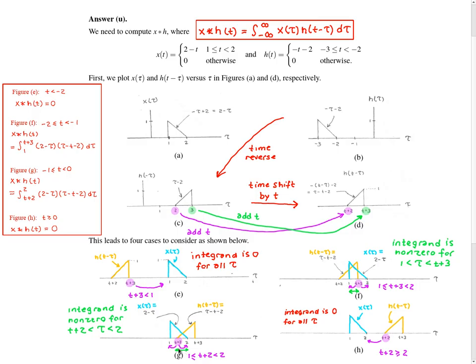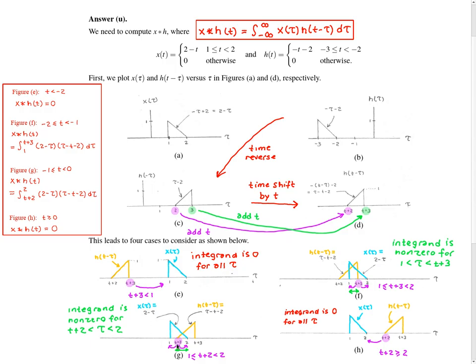So we only have to focus on integrating from t plus 2 to 2, so this is the reason why this particular integral here has the limits t plus 2 and 2. And all we need to do next is simply figure out what values do we plug into the integral for x of tau and h of t minus tau. And to do this, we simply look at the diagram that we've drawn here. So between t plus 2 and 2, the function x of tau is given by this downward sloping linear function here, which has the formula 2 minus tau. So this is what we substitute for x of tau into the integration formula.